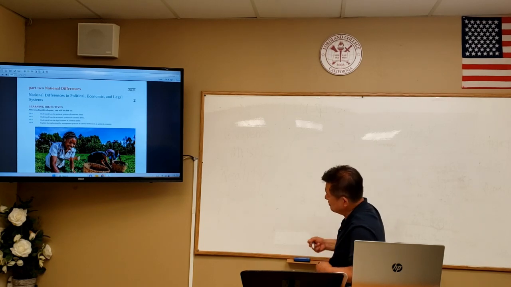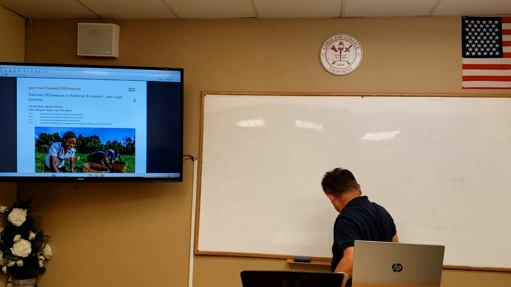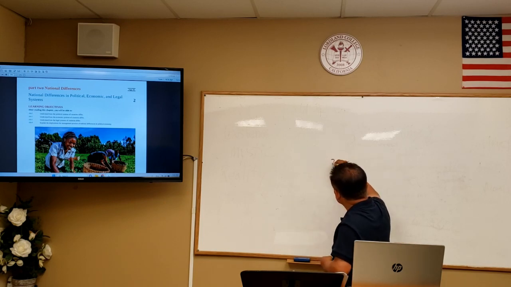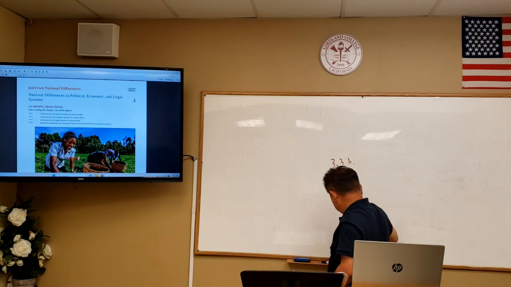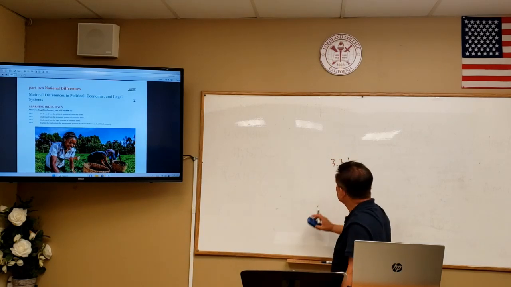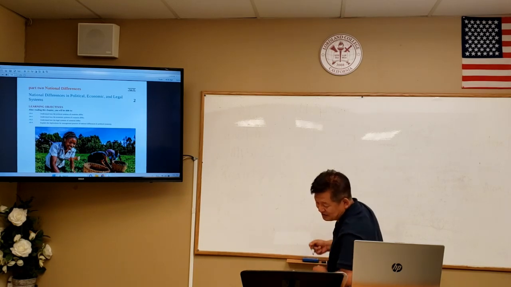In the United States, how many people are in the population? 3.3 billion. This is maybe around tenth in the world. Okay. The political system.